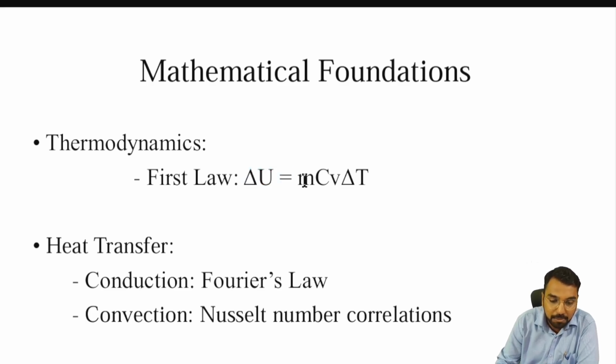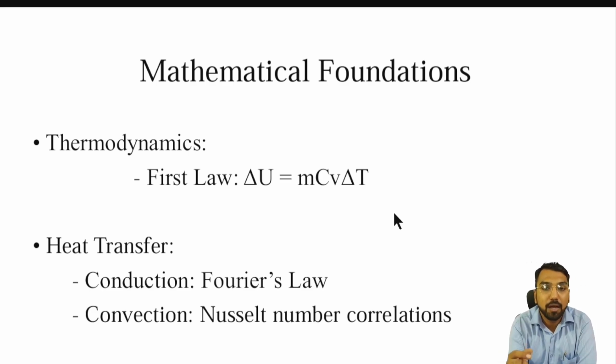Here m is the mass of that system, Cv is the specific heat at constant volume, and delta T is the temperature difference of that system and the surrounding. This equation is applicable for a constant volume process. Take an example of a completely closed beaker, and in that beaker you have water vapors trapped. That is an example of constant volume. The volume of the water vapor in that beaker is not going to change.